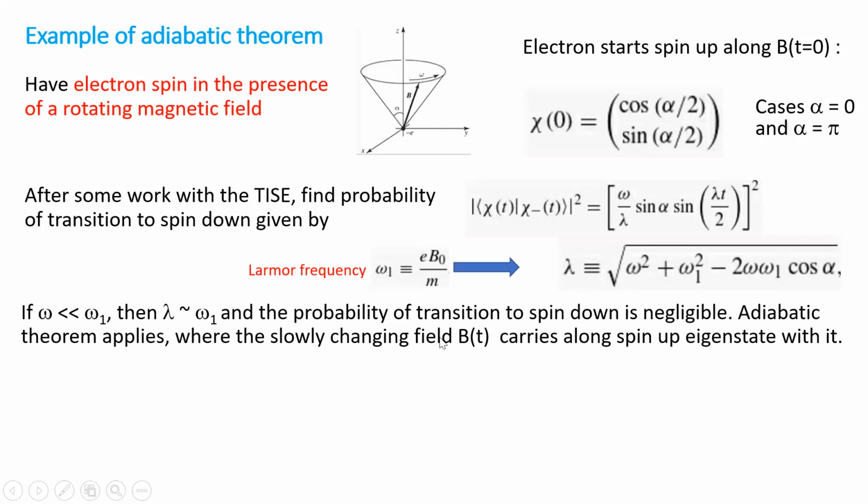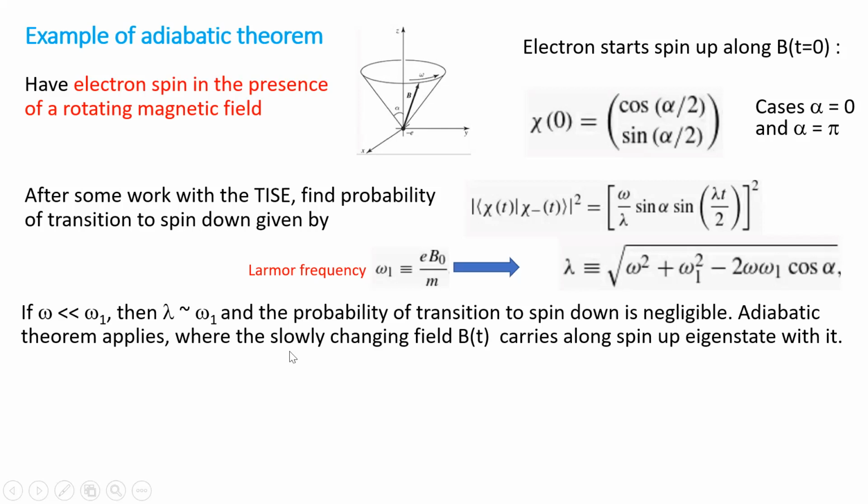Then the slowly changing field B of t carries along the spin-up eigenstate with it. There's no probability of transition to spin down. It just stays in that spin-up state as the B field goes around, where the spin-up state changes orientation as it goes.